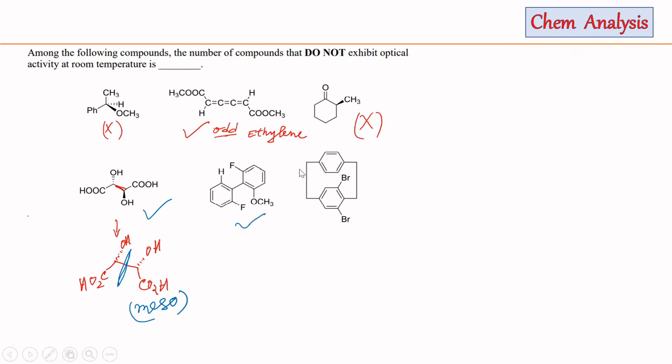And similarly, in the last case, there will be a sigma plane passing through this carbon, this phenyl carbon, this carbon, and this carbon, containing these 4 carbon atoms and bisecting this molecule into 2 equal halves. That means the sigma plane will pass like this, and it will also bisect this below phenyl part into 2 equal halves. Therefore, it will be optically inactive. That means we can see here that these 4 compounds will be optically inactive and will not show optical activity. So the number of compounds that do not show optical activity is 4.